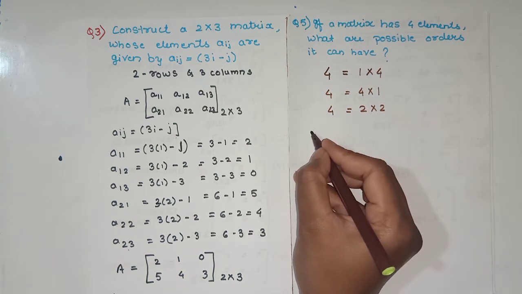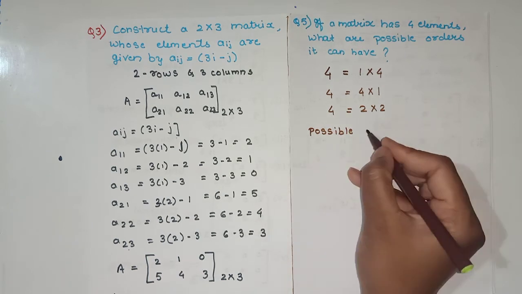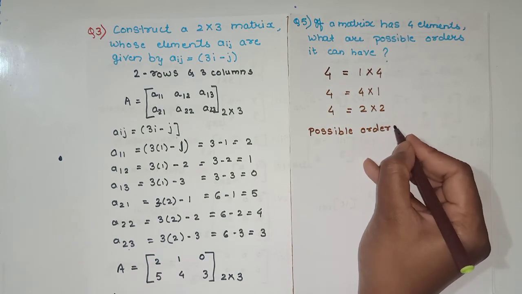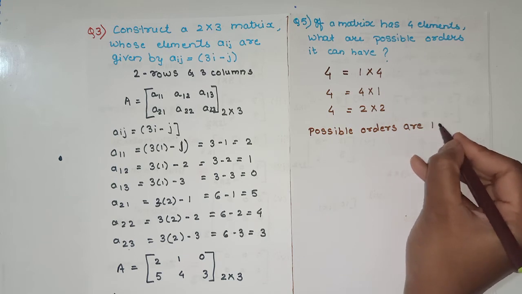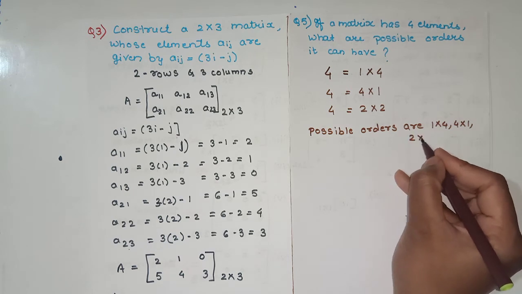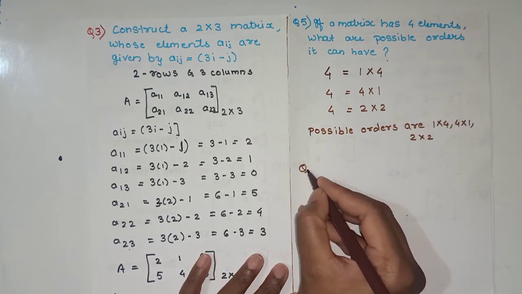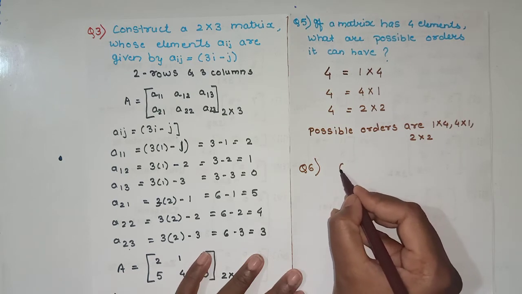So these are the possible orders: 1 by 4, 4 by 1 and 2 by 2. Then question number 6 is similar, in which you have to tell for 6 elements. Let's do it, we'll finish it very quickly. Question number 6, 6 elements.